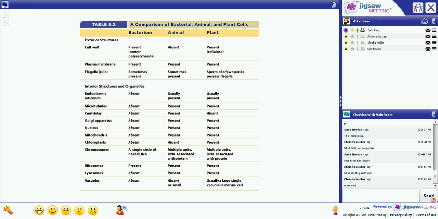So first we'll look at the exterior, and we have a cell wall. In bacterium, the cell wall is present and it's made of a protein and polysaccharide. In animal cell, there is no cell wall. And in a plant cell, there is a cell wall, but it's made of cellulose. And the plasma membrane is present in all three. And ribosomes are present in all three. Other than that, there is nothing that is either present or absent in all of them. So go ahead and just take a look at this chart that compares bacterium, animal, and plant cells.